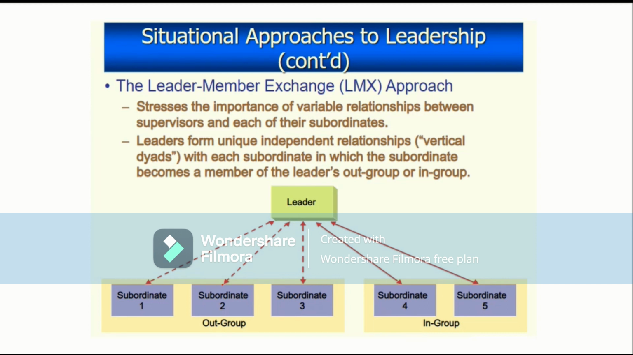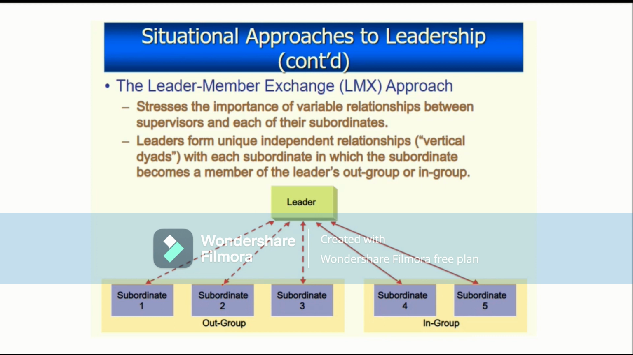This is the same element's approach, the leader-member exchange approach. Basically, it stresses that a leader has different kinds of relationships with different subordinates. It stresses the importance of the variable relationship between the supervisor and each subordinate, forming a unique independent relationship. Vertical ties are with each subordinate, in which subordinates become a member of the leader's out-group or in-group. I hope you have an idea about out-group and in-group.